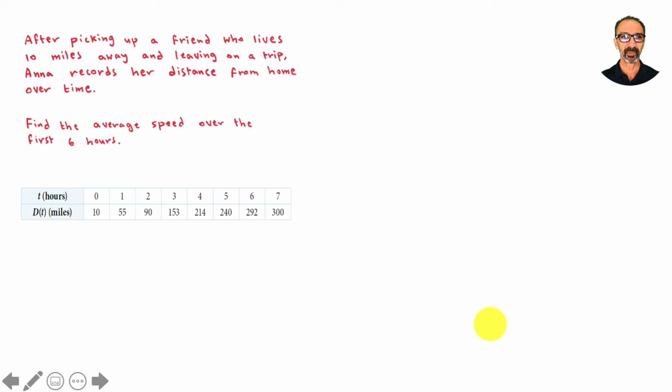After picking up a friend who lives 10 miles away and leaving on a trip, Anna records her distance from home over time. Find the average speed over the first 6 hours. Now notice right here, we are starting at 10. After picking up a friend who lives 10 miles away, that's right here, and after 6 hours, we are at the mileage of 292.